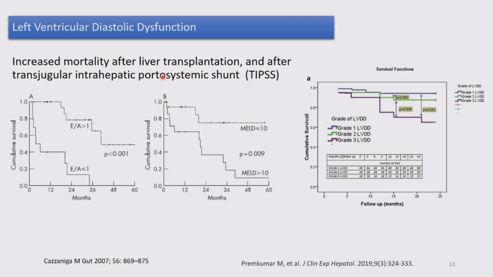The presence of LV diastolic dysfunction is associated with increased mortality after transplant and even after TIPS. The reversal of the EA ratio is associated with reduced survival after TIPS, and also patients with diastolic dysfunction, the higher grades, tend to have lower survival as compared to grade 1 or no LVDD.